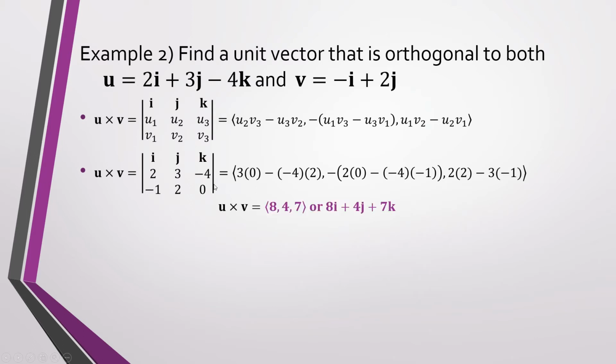Well, 3 times 0 is 0. Negative 4 times 2 is negative 8, and 0 minus negative 8 gives us positive 8. 2 times 0 is 0. Negative 4 times negative 1 is positive 4, and 0 minus positive 4 is negative 4. But then again, our y component is the opposite, so we're going to turn that into a positive 4. 2 times 2 is 4. 3 times negative 1 is negative 3. 4 minus negative 3 gives us a positive 7 for our z component. Or using our standard unit vector notation, that would be 8i plus 4j plus 7k.